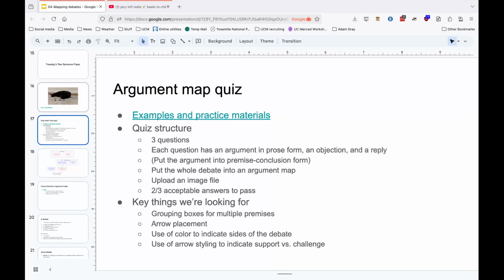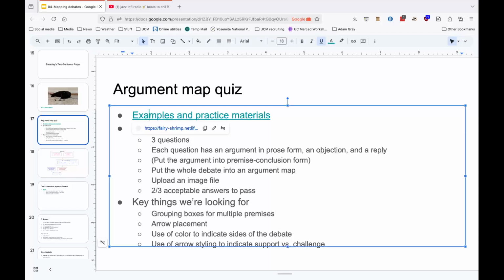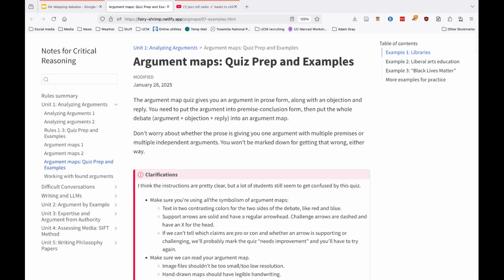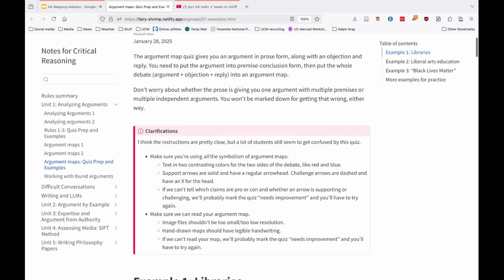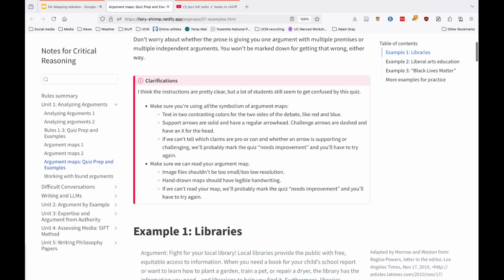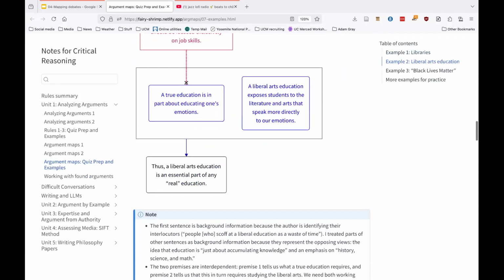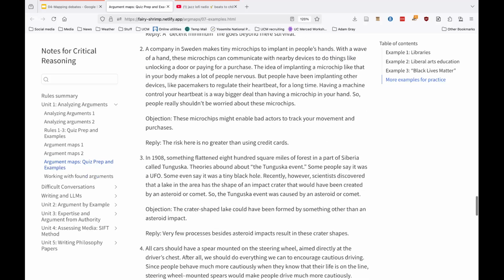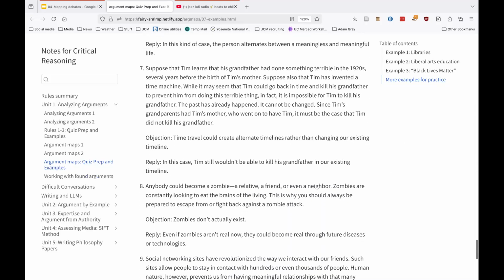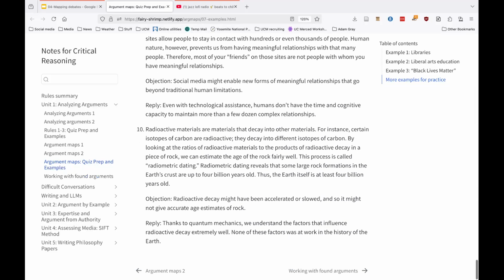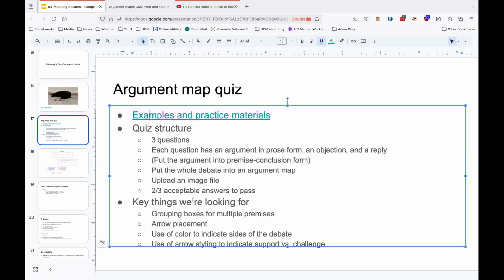Also, like the first quiz, there are lots of examples and practice materials right here. The full instructions, a bunch of clarifications because sometimes some things seem to be confusing to students. And then a few worked examples, and then a bunch more for practice that follow the same structure as the quiz. Okay, the structure of the quiz, it has just 3 questions.